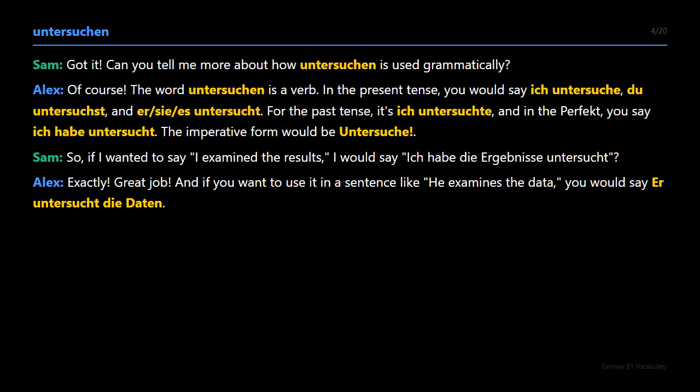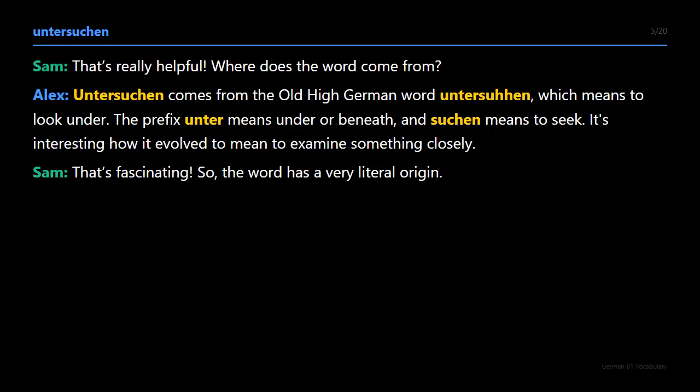That's really helpful. Where does the word come from? Untersuchen comes from the Old High German word, untarsuochen, which means to look under. The prefix unter means under or beneath, and suchen means to seek. It's interesting how it evolved to mean to examine something closely. That's fascinating. So, the word has a very literal origin.